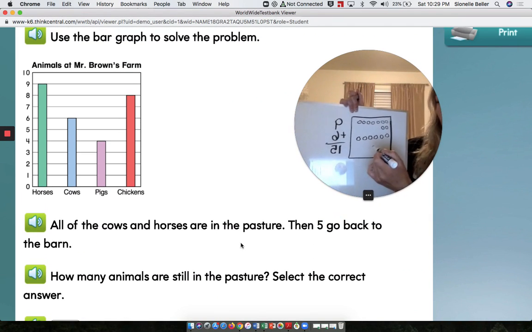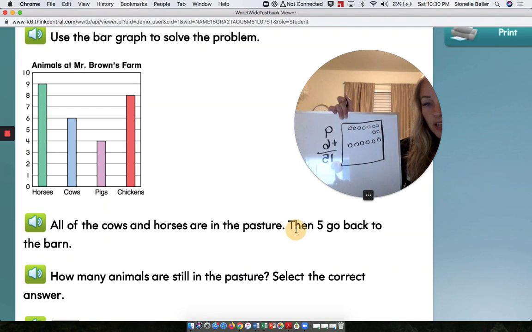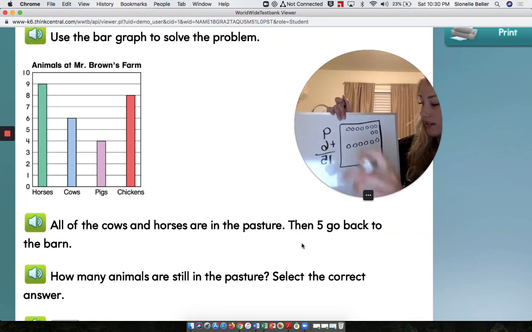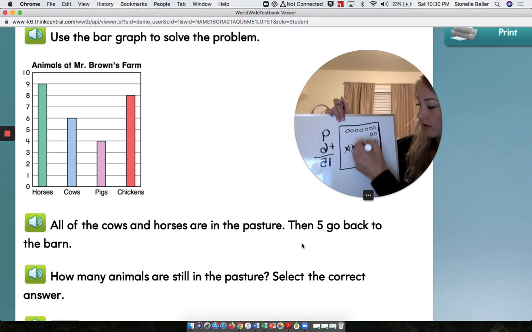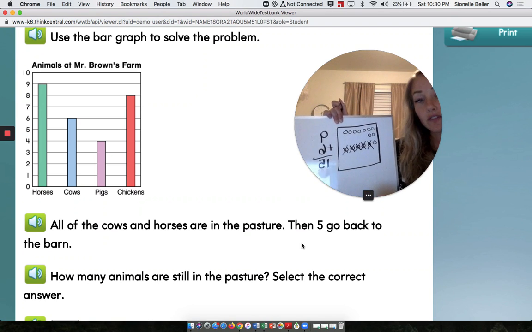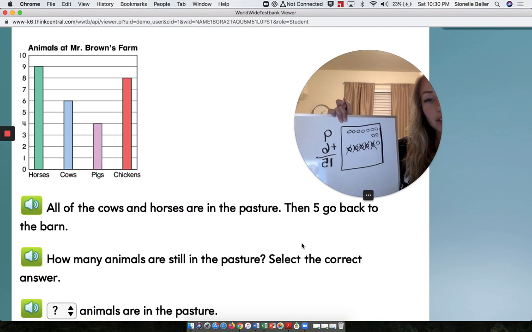Okay, so we know that there's 15 that start there, and then it tells us right here, 5 go back to the barn. So we need to cross out 5 of them. 1, 2, 3, 4, 5. And figure out how many animals are still in the pasture. Okay, so we could just count how many are left. 1, 2, 3, 4, 5, 6, 7, 8, 9, 10. So our answer would be 10.